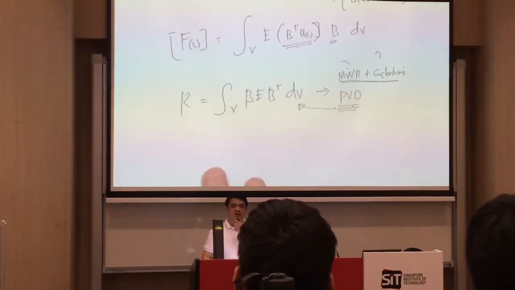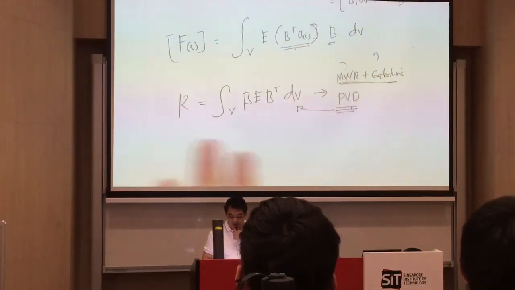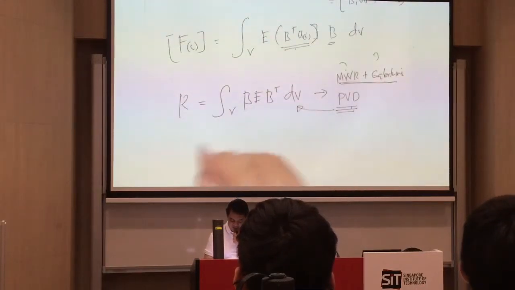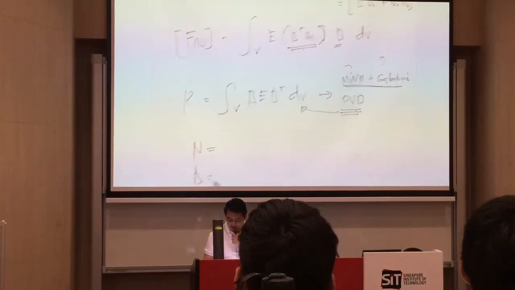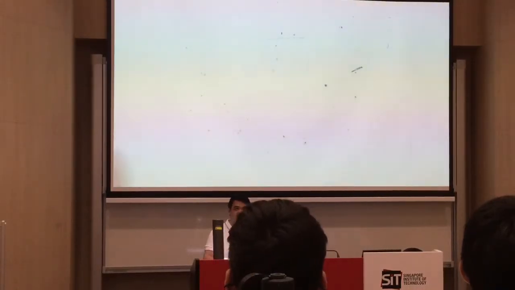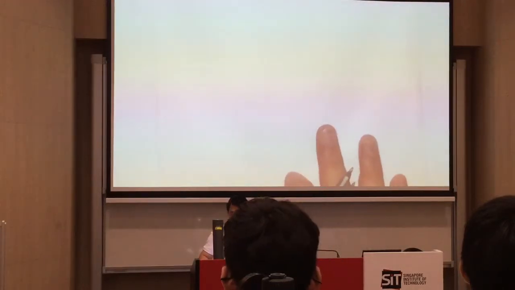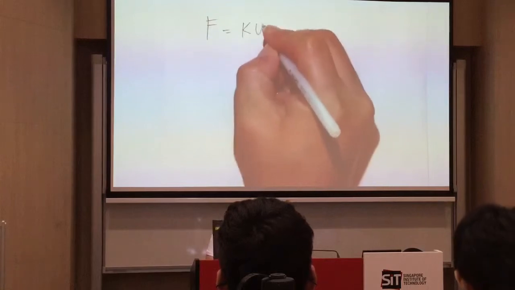So for a bar, this is what we can get for the stiffness matrix. And then of course you have now your N, and then you have your B equal to dN dx. So what do we want to achieve for a beam? You have now your F equal to K multiplied by U.